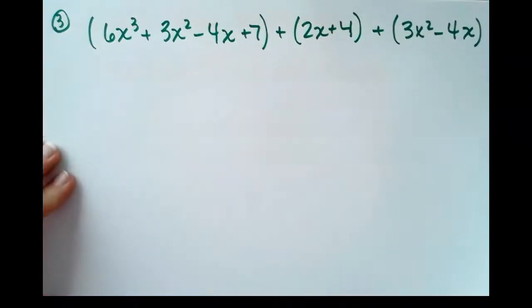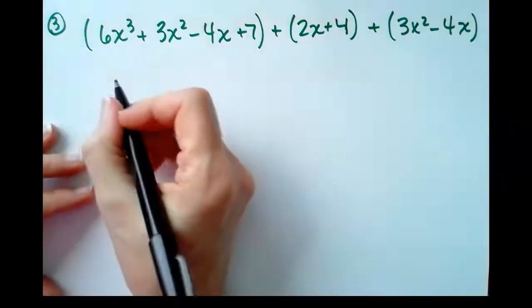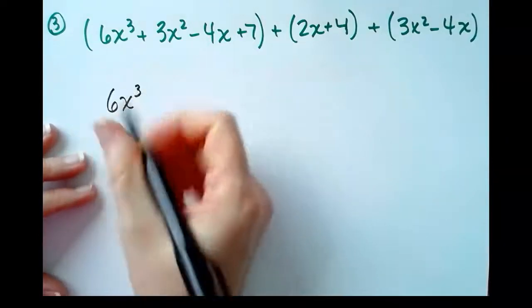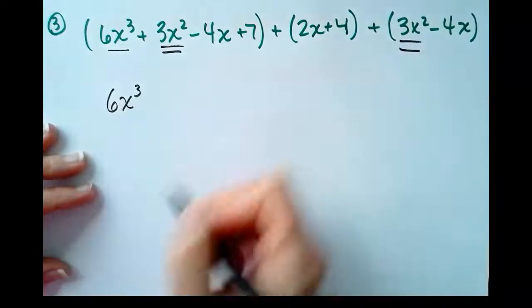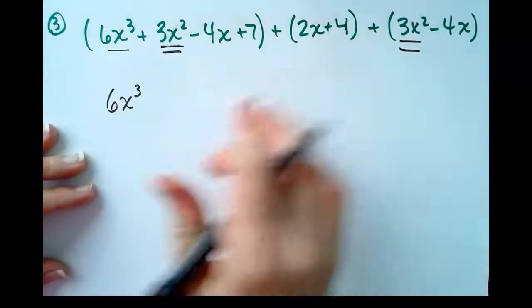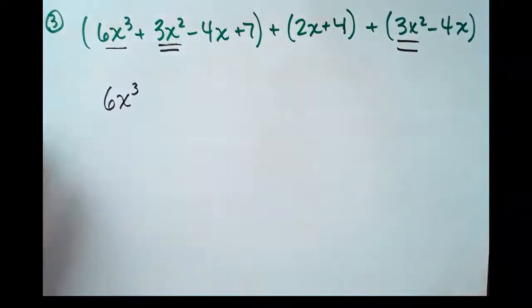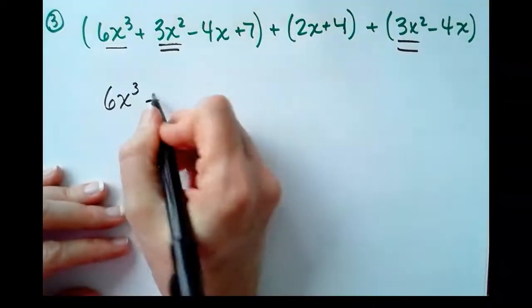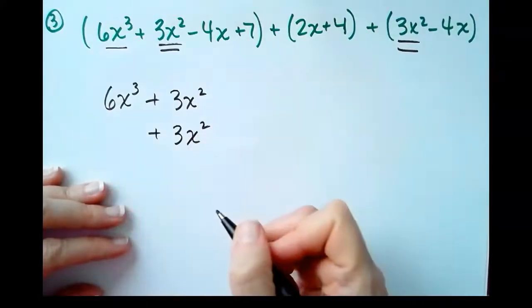Number 3 has 3 quantities, but the procedure's not going to change. So I'm going to line them up in a vertical algorithm. 6x cubed, there's only one. There's a 3x squared, there's a 3x squared. Both are positive. Remember, if it's plus in between those parentheses, we really don't even need them. So plus 3x squared and another 3x squared.